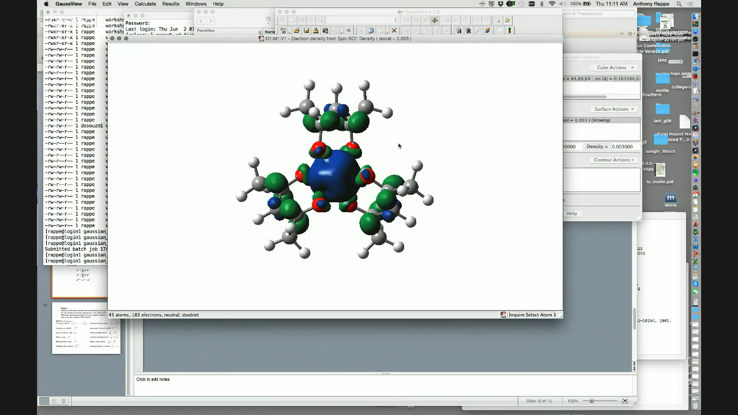And we can actually also take this spin density matrix, and we could diagonalize it and get orbitals, spin natural orbitals out, and look at those as well.